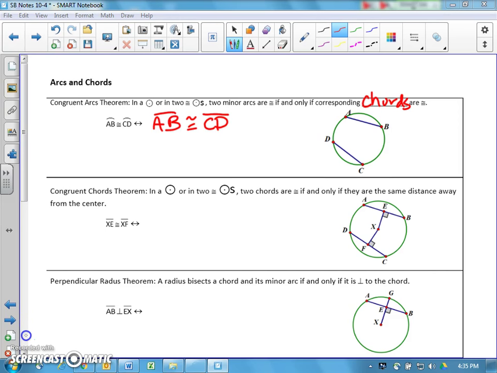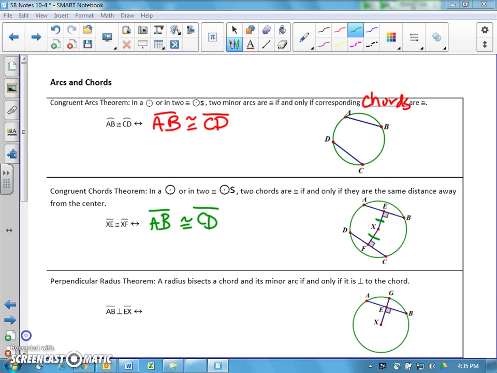For the congruent chords theorem, in a circle or two congruent circles, two chords are congruent if and only if they are the same distance away from the center. So what we're talking about here are these two distances. So we're saying XE is congruent to XF if and only if AB is congruent to CD.